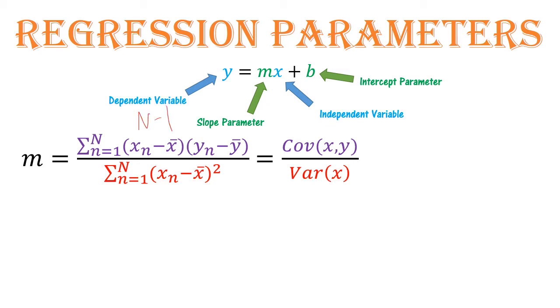And the reason you don't see that n minus 1 is because if I divide by n minus 1 on both of these, they're just going to cancel out anyway. So they've already been canceled out in this formula. That's why you don't see them there. So both of these will give you the same answer either way. So the covariance divided by the variance of x, your independent variable, is how you calculate the slope.